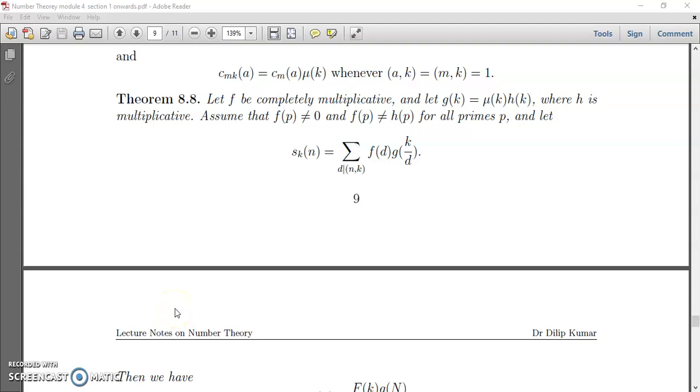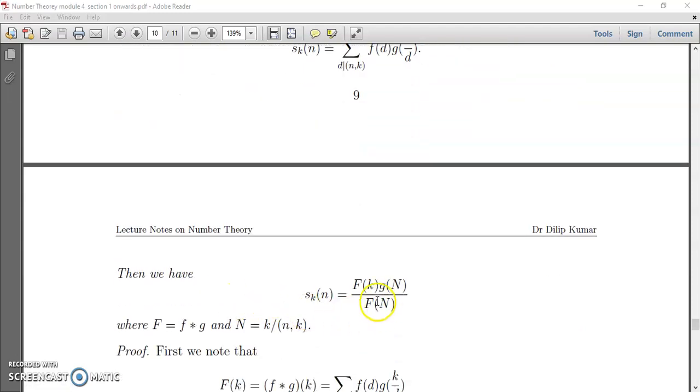Next we will discuss Theorem 8.8. The statement is: let f be completely multiplicative and let g(k) = μ(k)h(k), which is multiplicative. Assume that f(p) ≠ 0 and f(p) ≠ h(p) for all primes p, and let S_k(n) = Σ_{d | gcd(n,k)} f(d) g(k/d). Then we have S_k(n) = F(k) g(N) / f(N), where F is the convolution f * g and N = k / gcd(n,k).